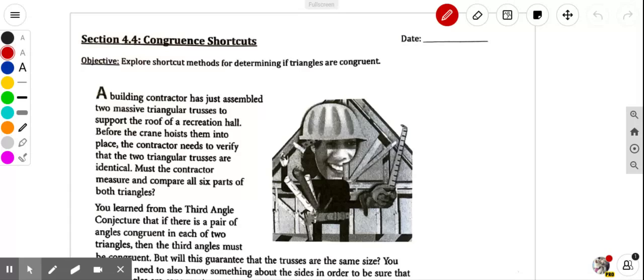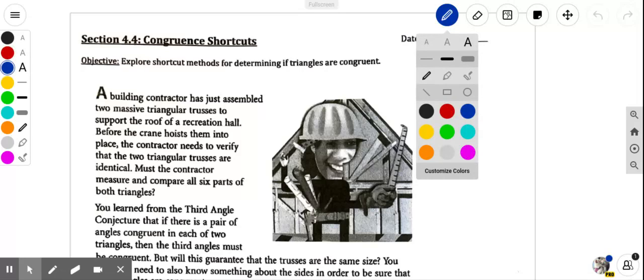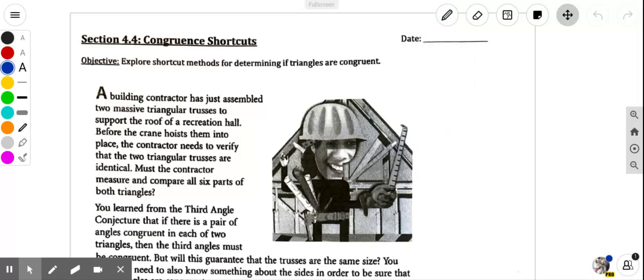What we learned last time was that in order for triangles to be congruent, all of their angles and all of their sides have to be congruent. So today in this lesson, we're going to talk about how there are some shortcuts to determine triangle congruency, so you don't necessarily have to know all of the angles and all of the sides are congruent. There are 4 shortcuts that work, and we'll go through those now.